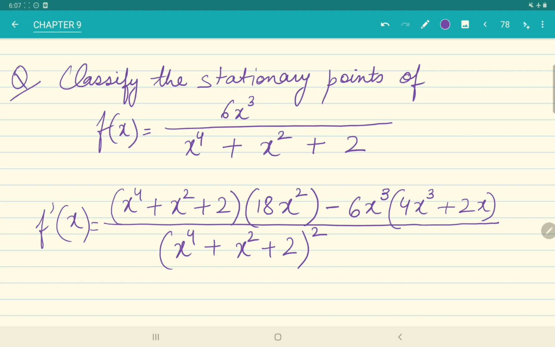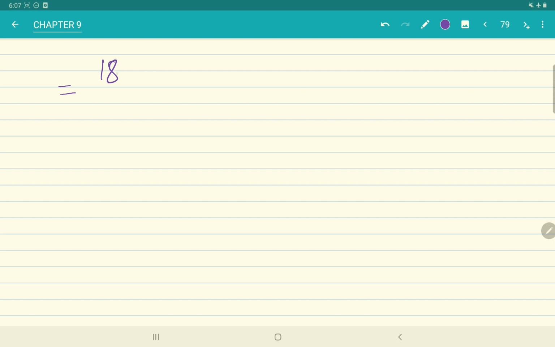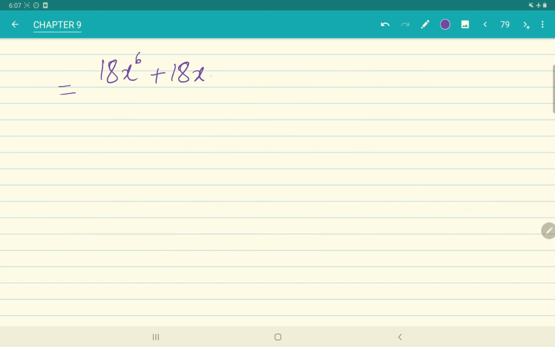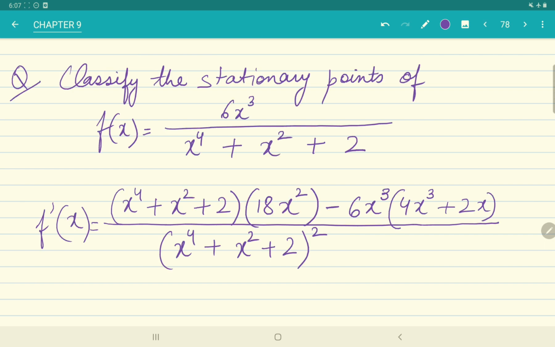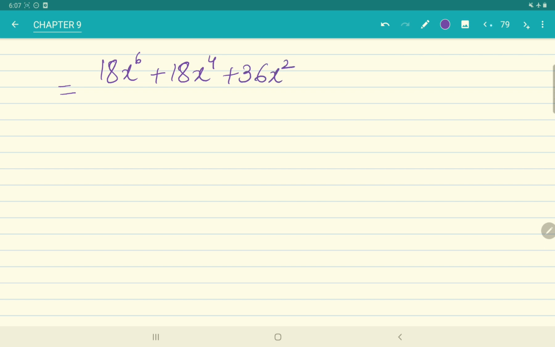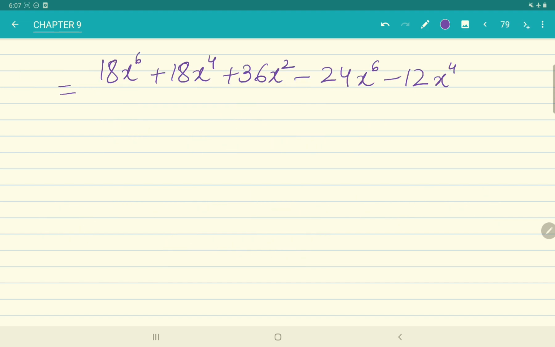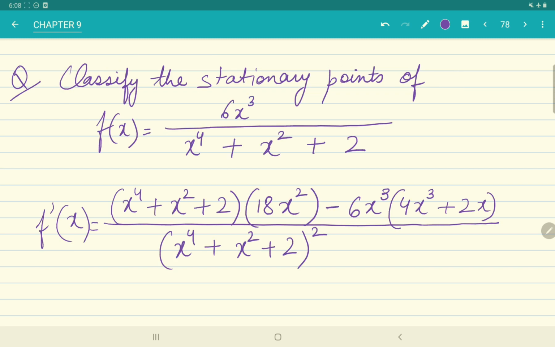If I calculate this, it leads to 18x raised to the power 6, 18x raised to the power 4, plus 36x squared, then minus 24x raised to the power 6, then minus 12x raised to the power 4, then I divide it by this same thing.